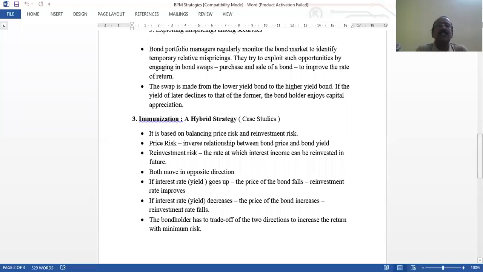That we call the immunization strategy. Immunization is very important. Section A question: what is immunization? Immunization means striking the balance between price risk and reinvestment risk. You cannot hold the bond return with having the price risk and reinvestment risk. So you need to strike the balance between the two. So this immunization has got a case.